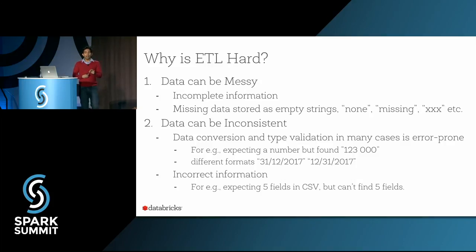Now, since this data is coming from a wide variety of sources, this data can also be quite inconsistent across them. And basically, this means that data conversion and type validation in many cases is very, very error prone while building these pipelines. An example of this might be that you might be expecting an integer, but what you get is a string that wraps that integer. Another example is you might be expecting a date in DDMMYY format, whereas what you get is a date in a different format. Yet another example might be things like CSV data, in which you might be expecting 5 fields, but the underlying data that you read actually does not have 5 fields. So all in all, the data can be pretty messy and inconsistent when you're trying to deal with these queries.